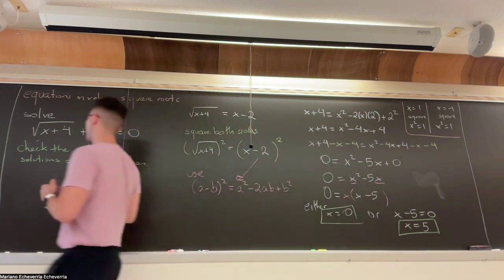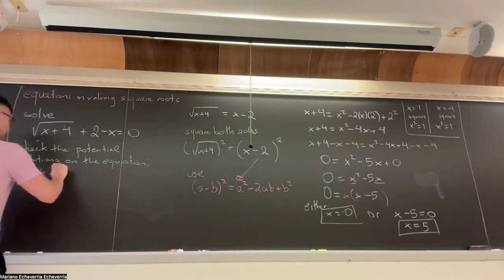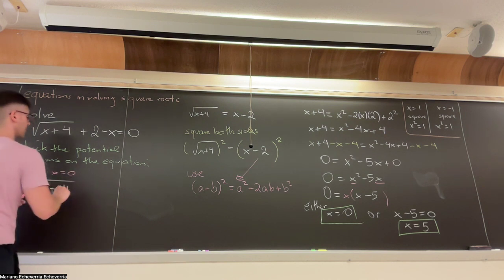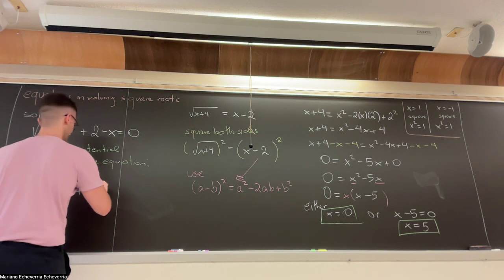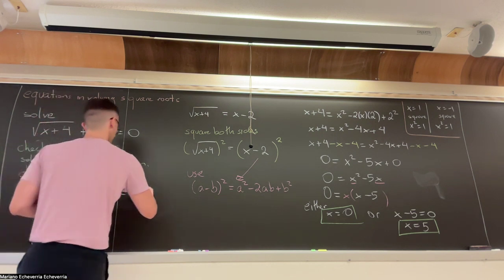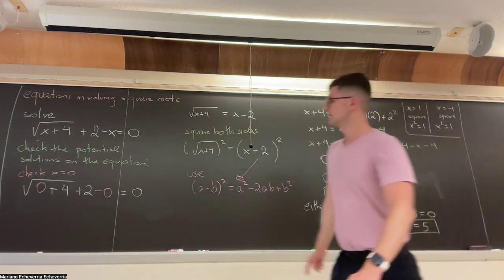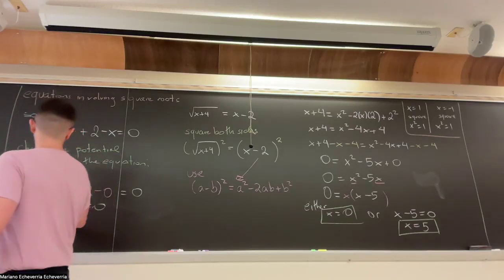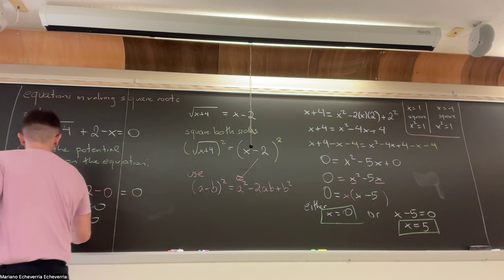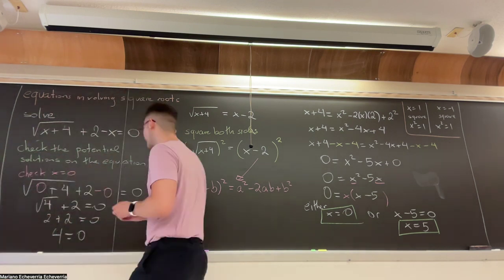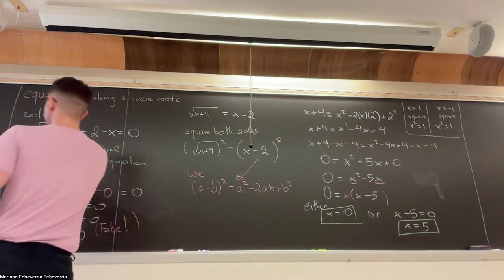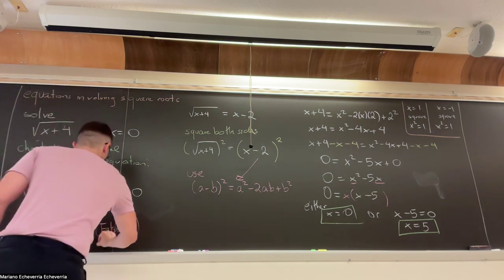Let's check first x equals 0. That's actually the one that doesn't work, I believe. If you put x equals 0 into the equation, you get square root of 0 plus 4, plus 2 minus 0 equals 0. And what is that saying? This is saying square root of 4 plus 2 equals 0, so you get 2 plus 2 equals 0. And so you're getting that 4 equals 0, which is completely false. So x equals 0 does not work on the original equation.